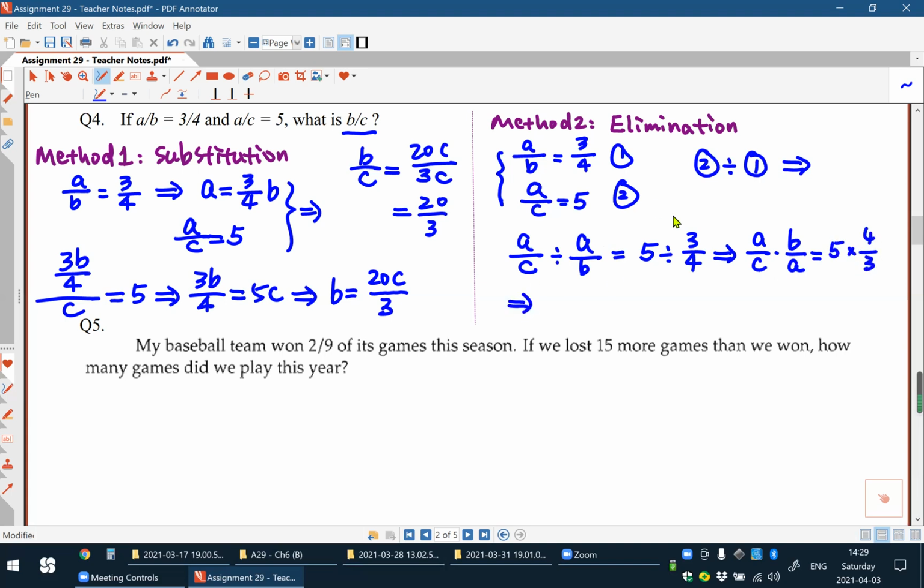Okay, so then now we can cancel an A here, right? Okay, note that we can cancel an A here. And this gives us B over C is 20 over 3, which is the same result as what we got in the first method.